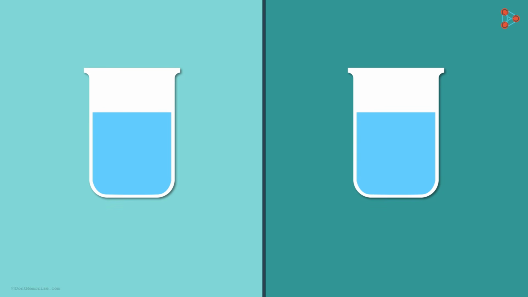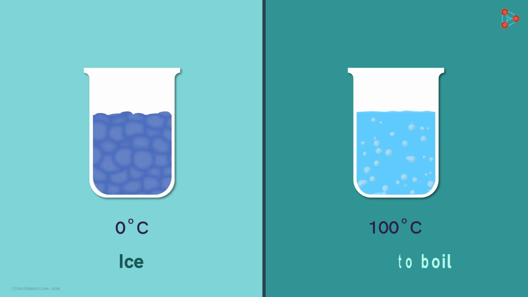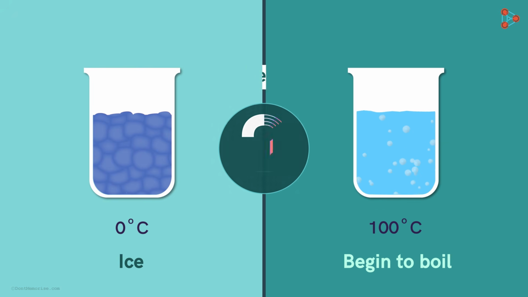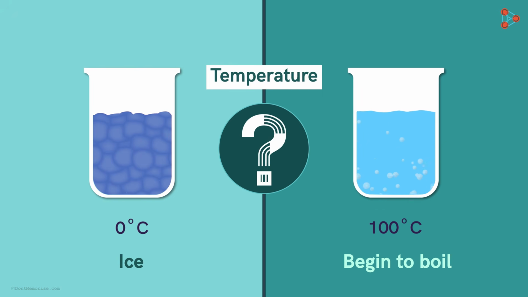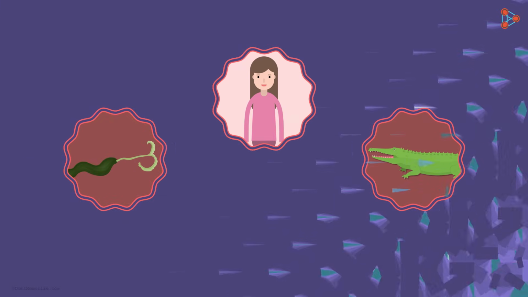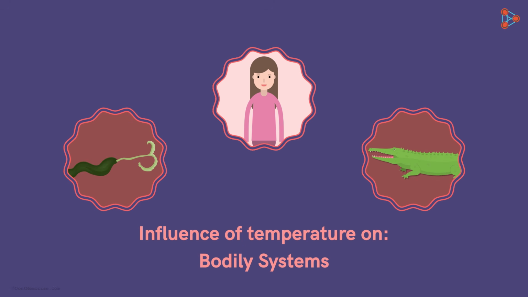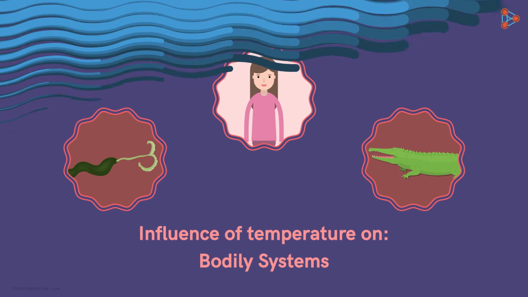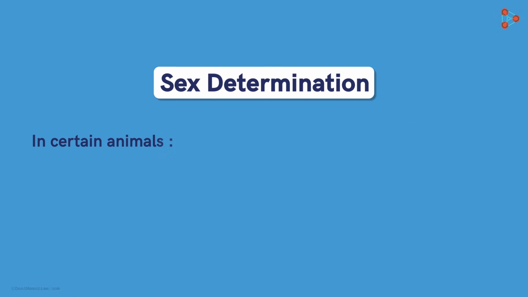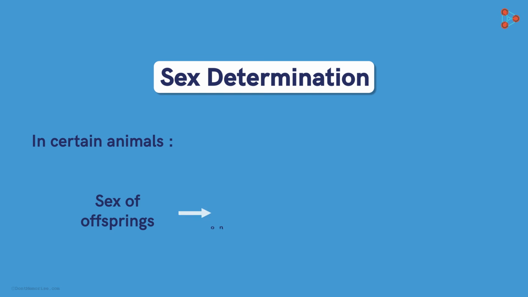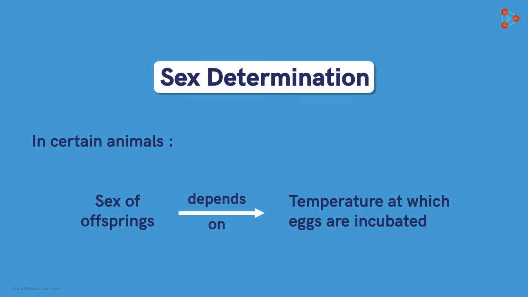What will happen to water if kept at 0 degrees Celsius or at 100 degrees Celsius? At 0 degrees, the water will freeze to form ice, while at 100 degrees, it will start to boil. But do you think temperature affects only non-living objects? Nope. It has a huge impact on the life of living beings as well. Apart from regulating various body systems, it has a huge influence on several important processes of nature. Take sex determination, for example. In certain animals, the sex of the offsprings is dependent on the temperature at which the eggs are incubated.